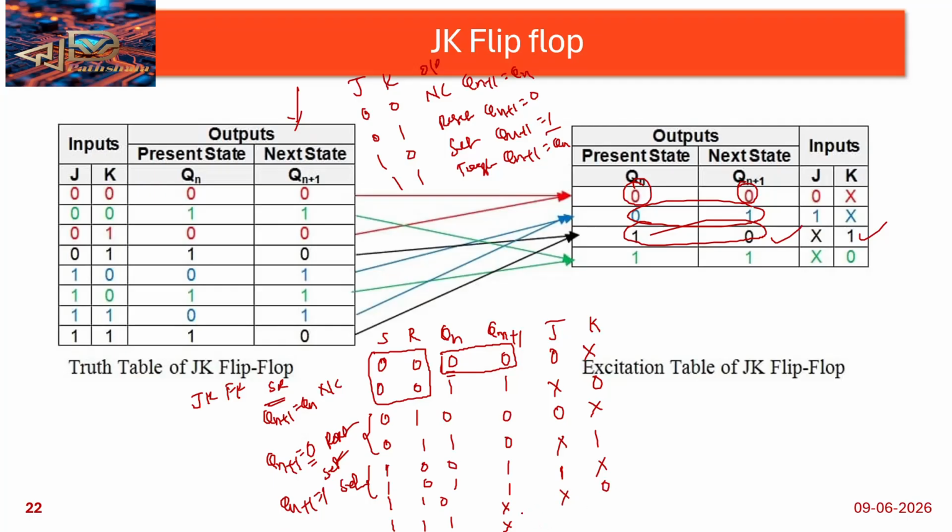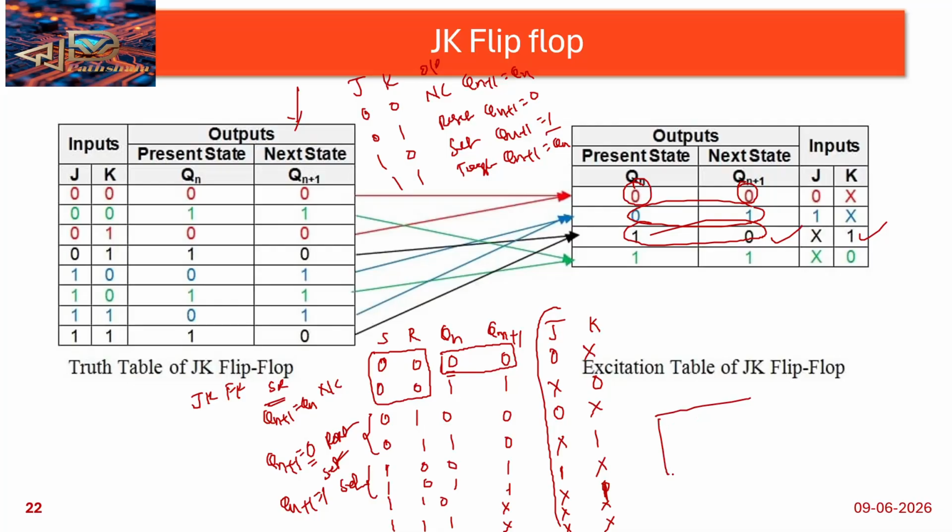So this is not considered, right? So we will consider only the don't cares. 1, 0 means don't care, 1. This is the 1, 0 case, don't care, 1. So for this J, you need to calculate the output K map.